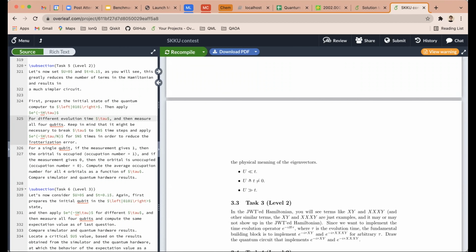And in the second case, U will be of similar scale as T, and in the third case, U will be much larger than T.